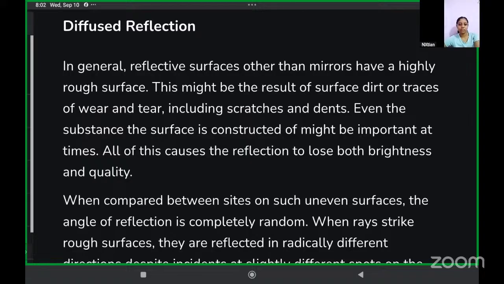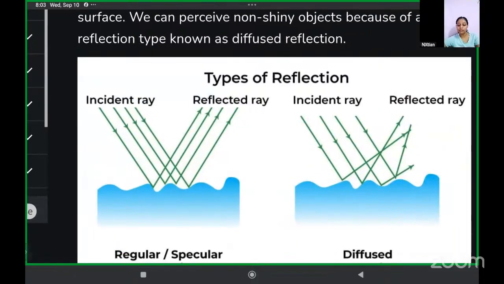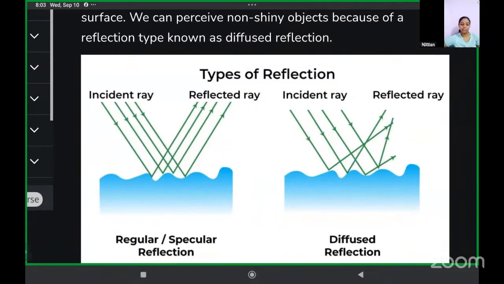Ma'am, I've written what I understood. Okay, Abraham. Can you all make these diagrams of regular reflection and diffused reflection? Yes, ma'am. I also finished, I'll now make it. Okay, then please finish the diagrams and then we'll move on.